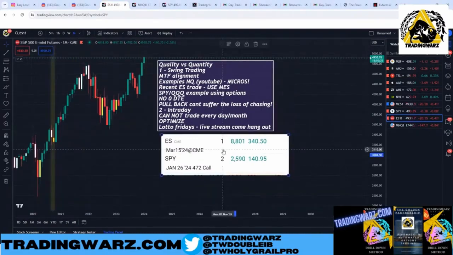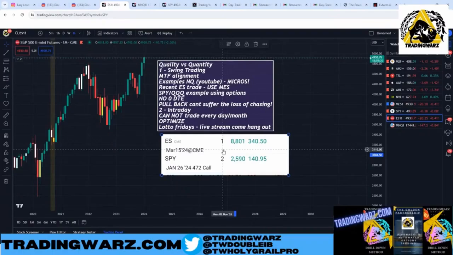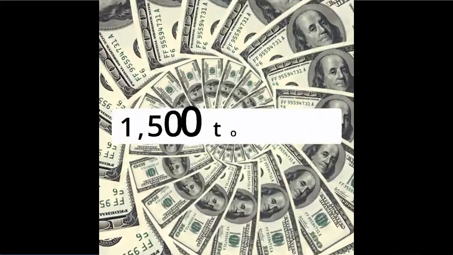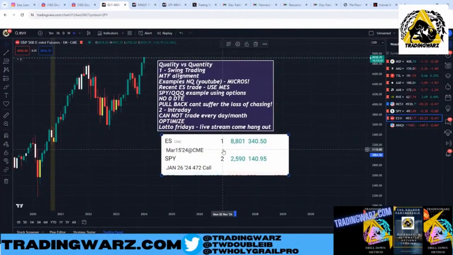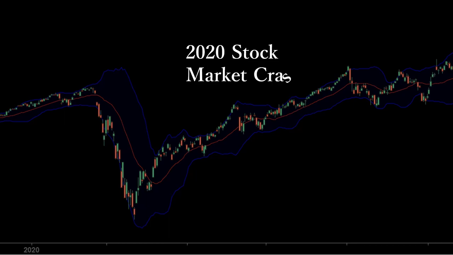So when it comes to small accounts, you really have to focus on quality versus quantity. Okay. And I've mainly grown two small accounts. One was from $5,000 to about $84,000, and then the other one we recently did was about $1,500 to $3,000. Okay, and that one we did last year, and the one before that, the big run that I had, was during the Trump era. Okay, it was during the trade crisis and all these crazy events that happened.